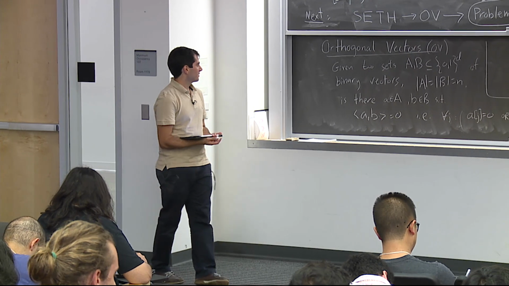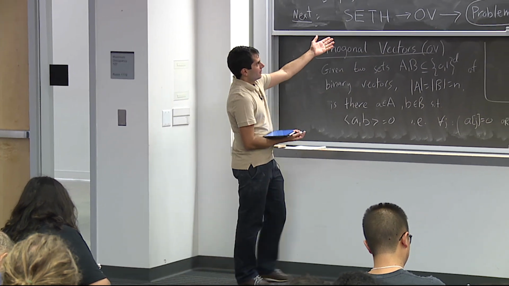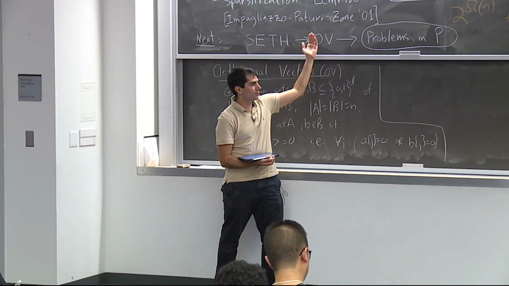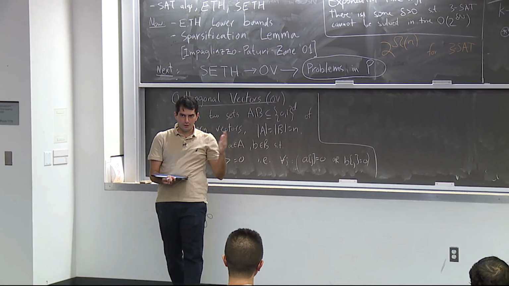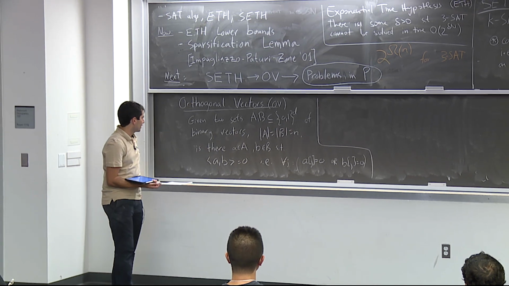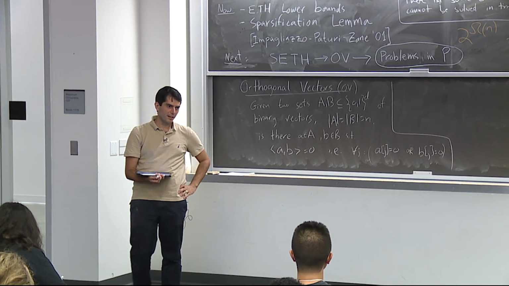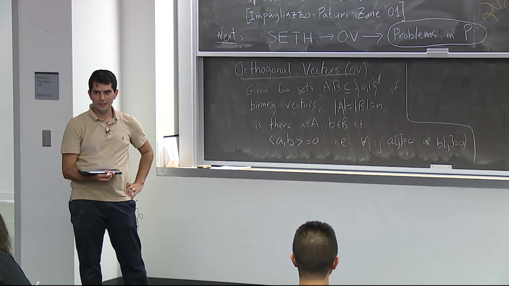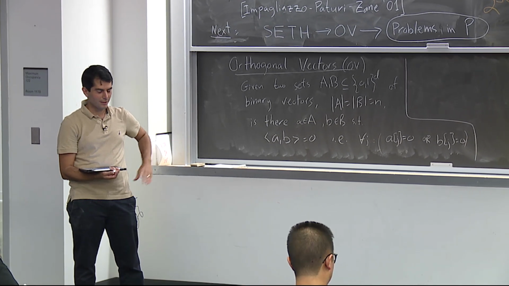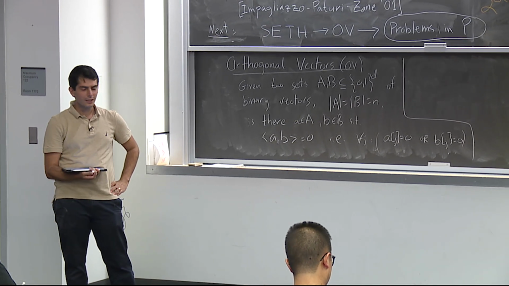So the plan now is to go from SETH to OV, this problem, and then to problems in P. So OV, what is this problem? OV means orthogonal vectors. It's maybe a bit of a scary name. Like, what does algebra have to do with anything? It's going to be a very combinatorial problem and so on.